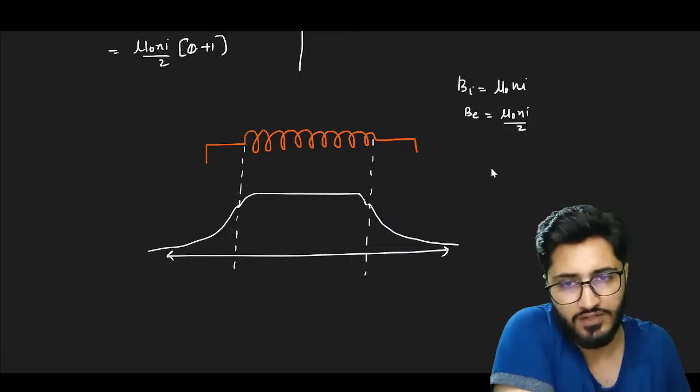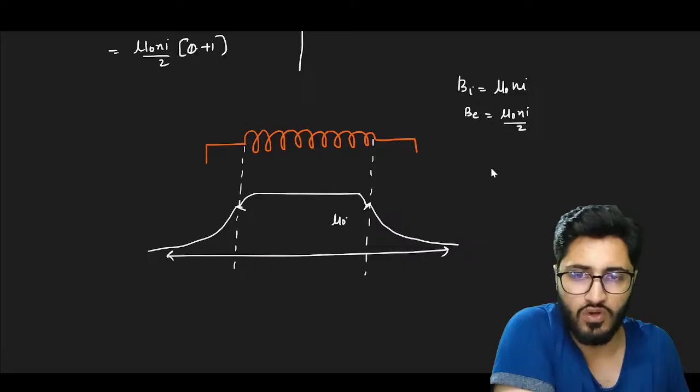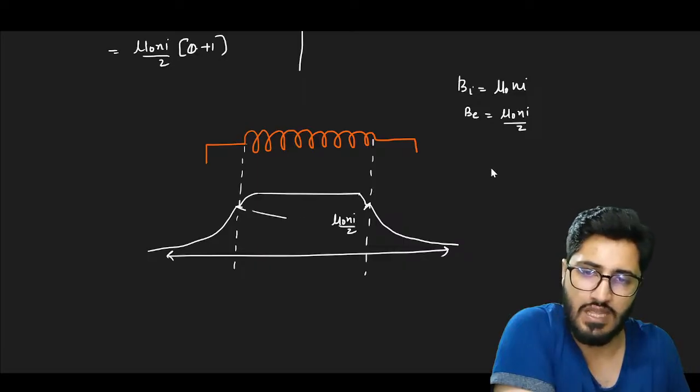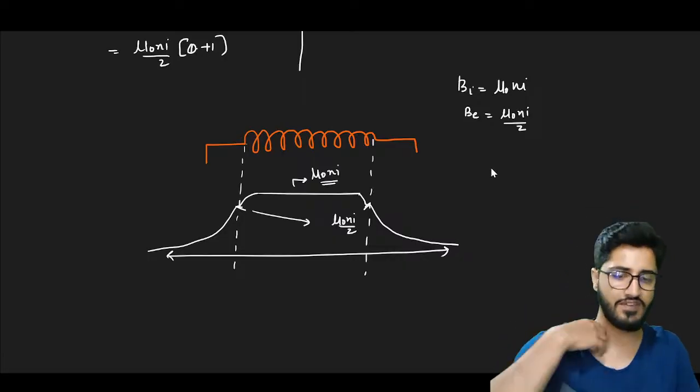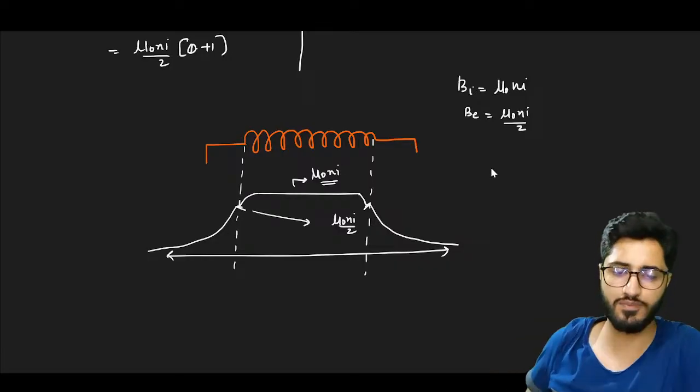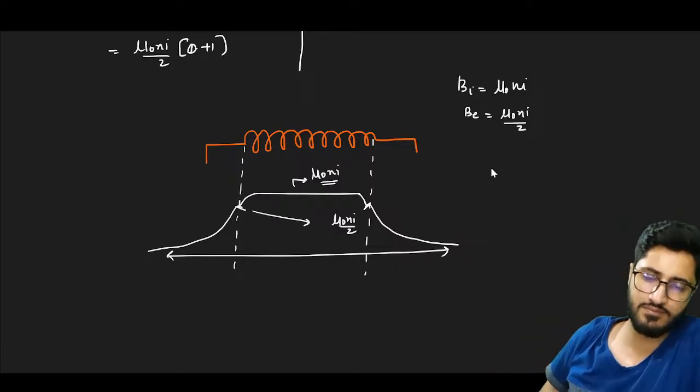Okay, this particular point means nu naught Ni by 2, same as this one, and this value is nu naught Ni. A very good graph which represents this particular thing. Done?